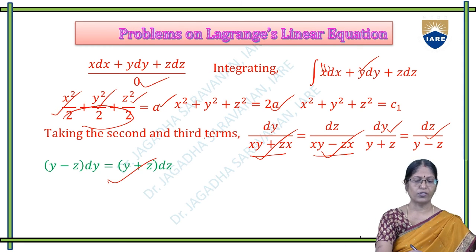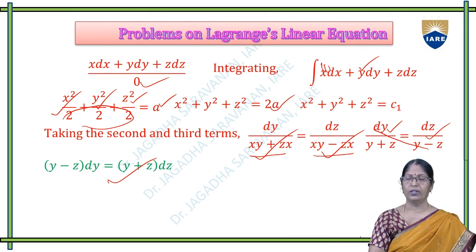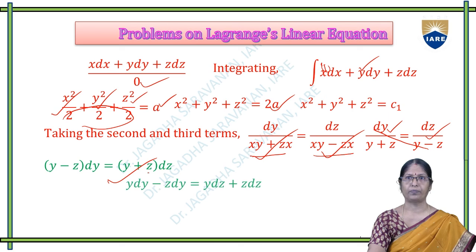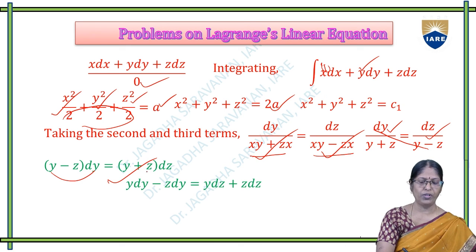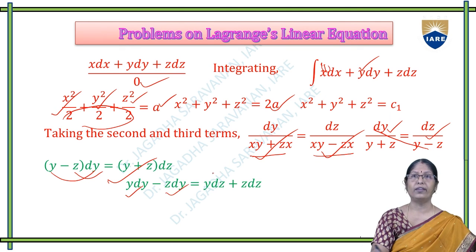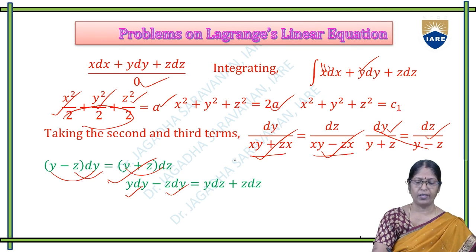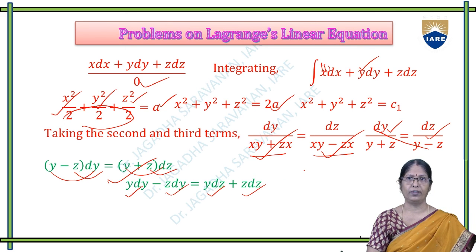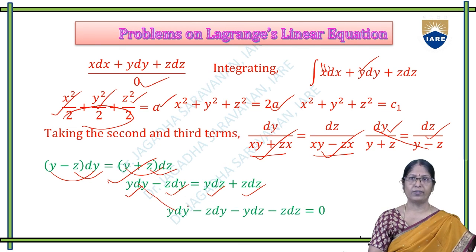Before that, what is the result which is kept here? We just did the cross multiplication: dy into y minus z, which is equal to dz of y plus z. y into dy, we obtained y dy. z into dy, z dy, and y into dz, y dz, z into dz, z dz. Simplification part: y dy as it is, minus z dy as it is.